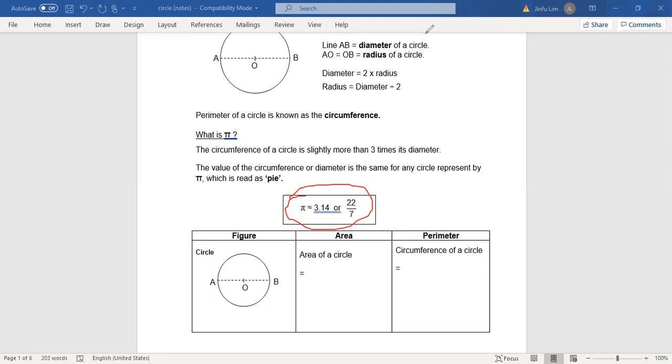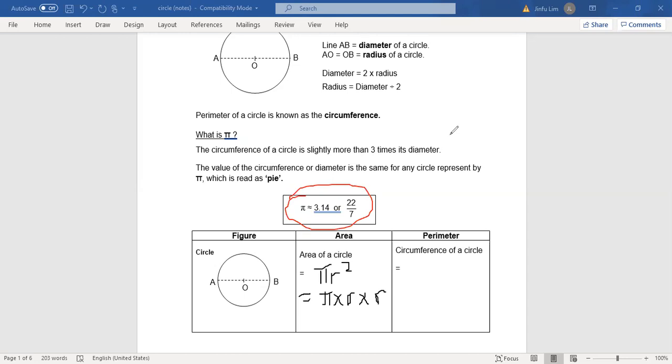Before I introduce to you the formula for area, to find the area of a circle, the formula is given by pi r squared. Pi r squared you can rewrite as pi times r times r, where r is the radius and pi is the value given as 3.14 or 22/7. So this is the formula to calculate area.